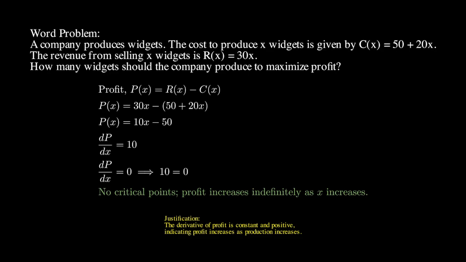This result indicates that there are no critical points. Therefore, profit increases indefinitely as production increases. The justification here is straightforward. Since the derivative of profit is constant and positive, profit continues to rise as production scales up.